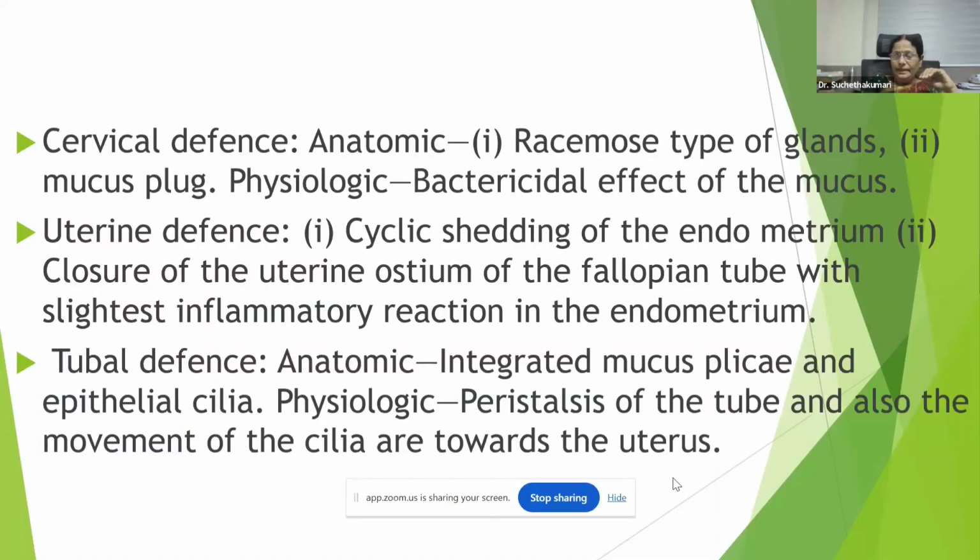So, this is the defense mechanism of the reproductive system, which will be more pronounced during the reproductive period. This defense mechanism may be affected after the menopause or before puberty, because as we see, the pH of the reproductive tract becomes alkaline as there is no presence of the Doderlein's bacilli, which maintain the pH between 4 to 4.5.